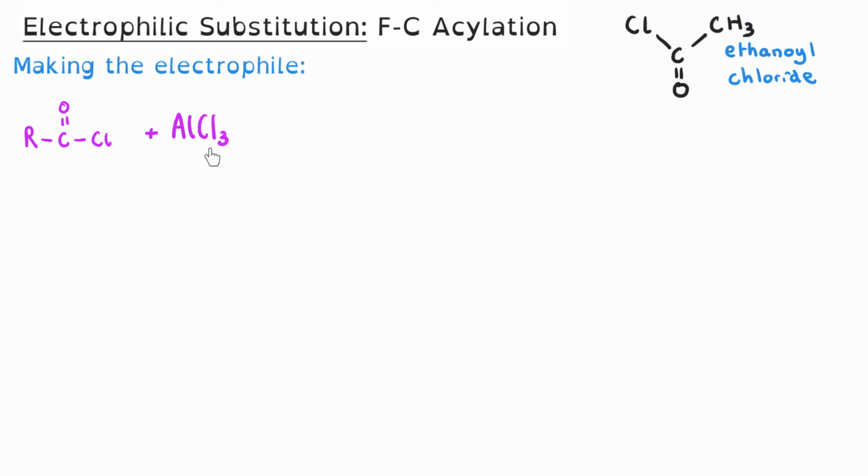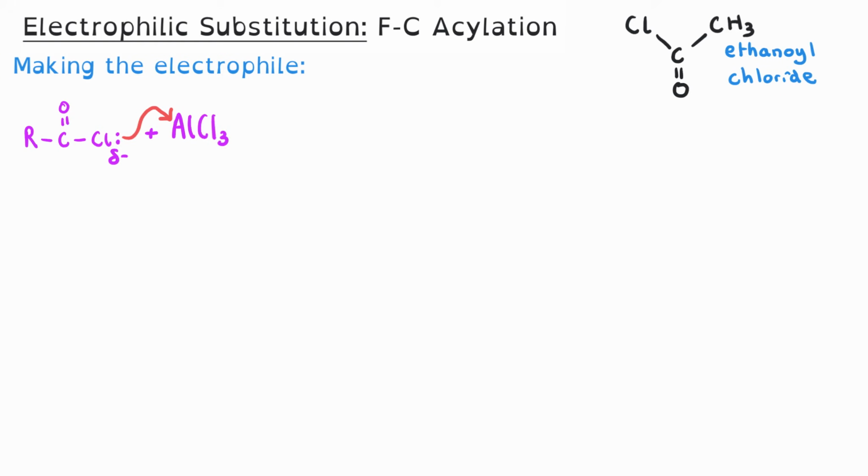And that's got a really important role to play here, because what it does is interact with one of the lone pairs on the chlorine atom in the acyl chloride. And it's able to do this because the aluminium in aluminium chloride is electron deficient. It's only got 6 electrons in its outer shell. And so it's able to accept a lone pair of electrons from the acyl chloride.